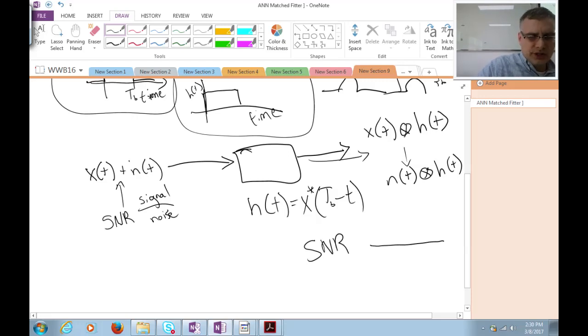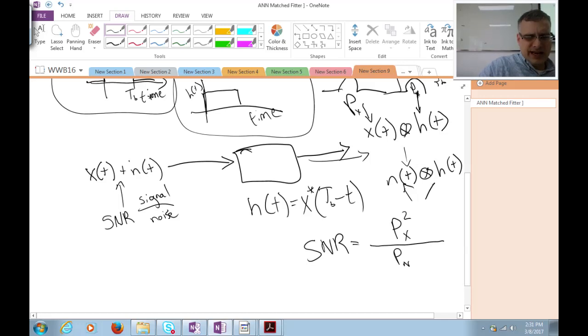Signal to noise ratio here, I have a signal that has power, call it P sub X. If I'm convolving it with the exact same signal in a correlation, I'm going to get P of X squared.